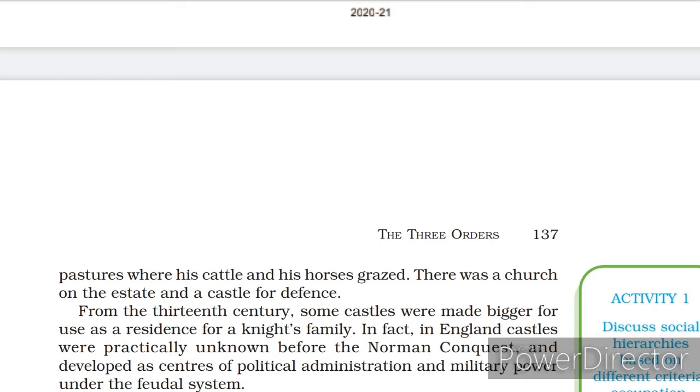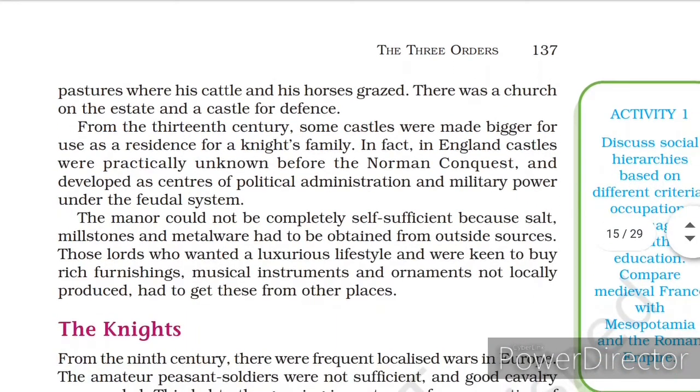From the 13th century, some castles were made bigger for another purpose. The army, the knights' families, used to live outside the castle, so in need of time they had to be called. In order to make the army or the knights live together in the nearby area, they started to construct a kind of castle a little bigger than the old ones, and all the knights' families lived there.